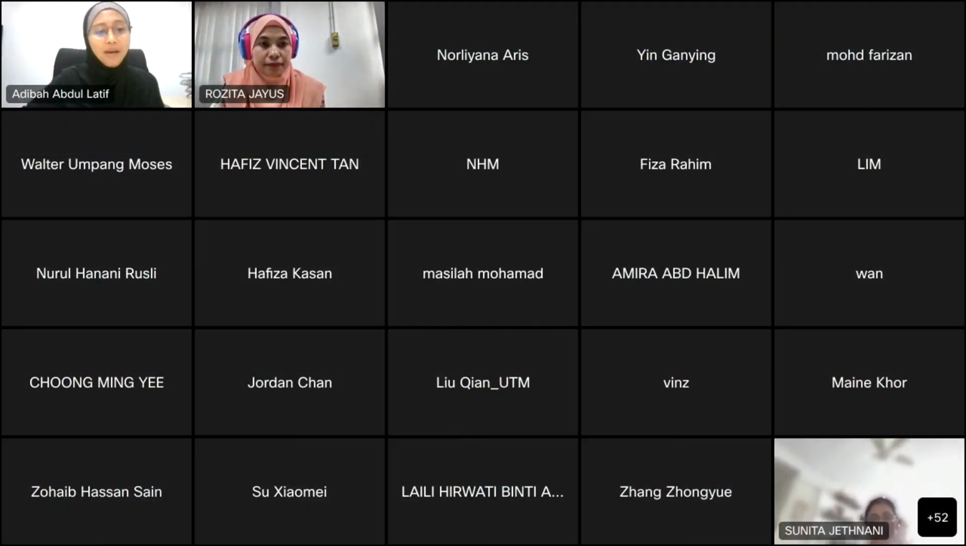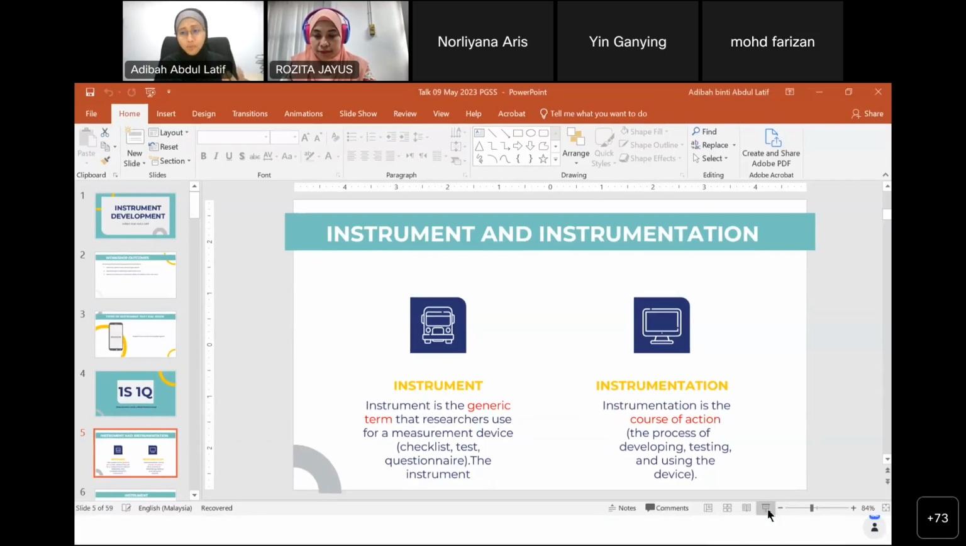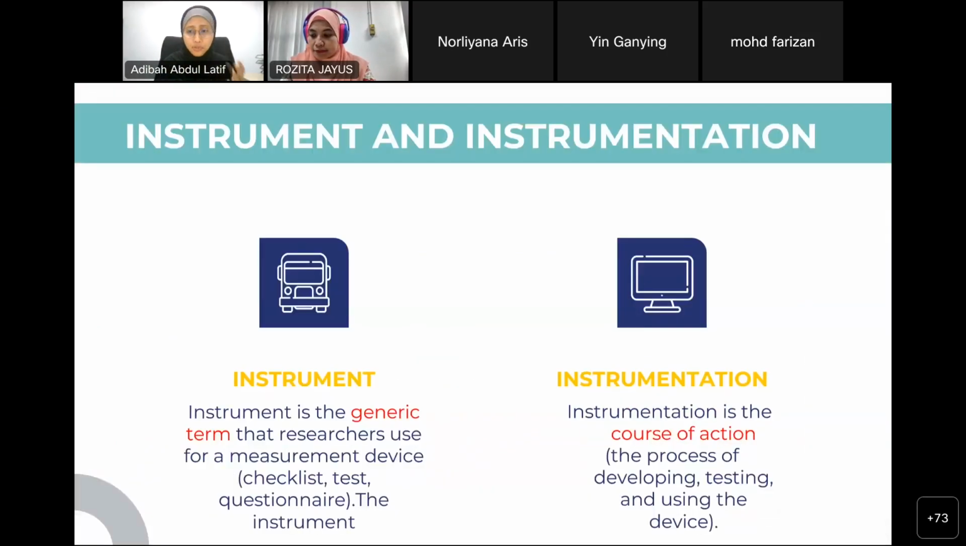So let's go now. In the fifth slide, it is about the instrument and instrumentation. As I said, instrument is very important. Why? Because from the instrument, you will get the data. If you provide the wrong or inaccurate instrument, it will lead to inaccurate data. When you have inaccurate data, it means that it will not measure what it's supposed to measure.